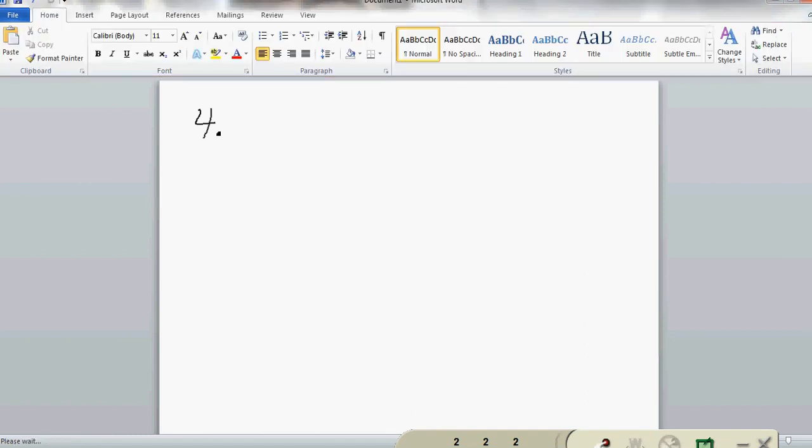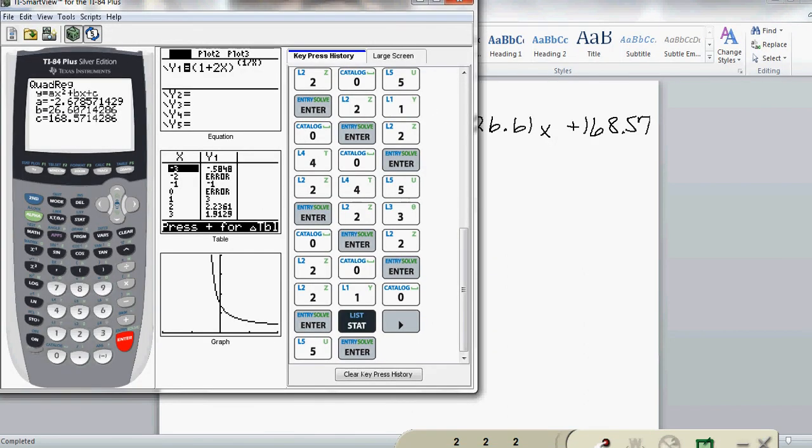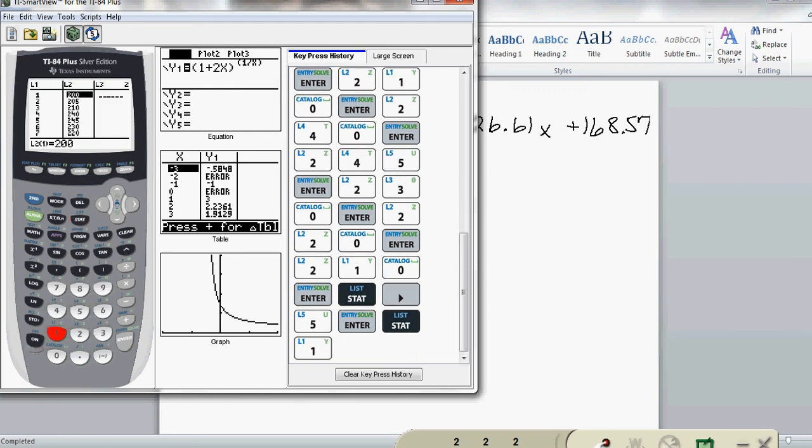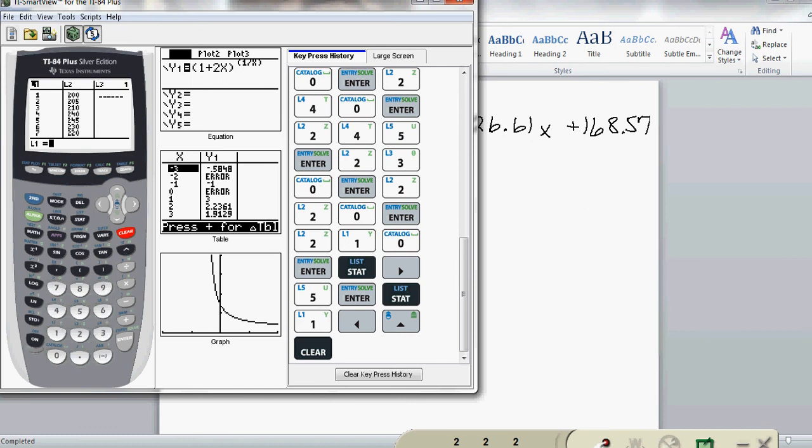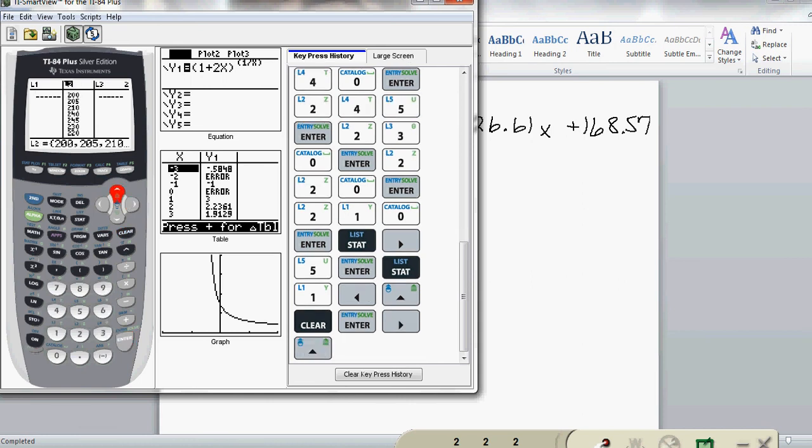For number 5, the exact same stuff. We just need to fill in what needs to be filled in, and realize that we have to come back up here to stat. We're going to edit, and then we're going to clear out these things. So we hit the left arrow and up arrow so that we go to L1 and clear it out, enter. Do the same thing for list 2 and clear that out and hit enter.